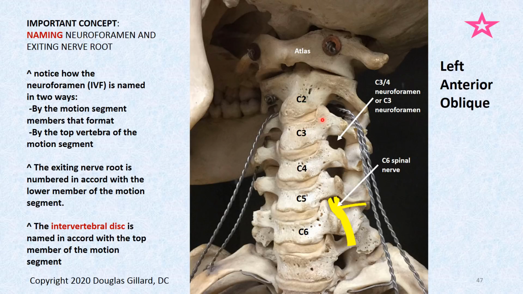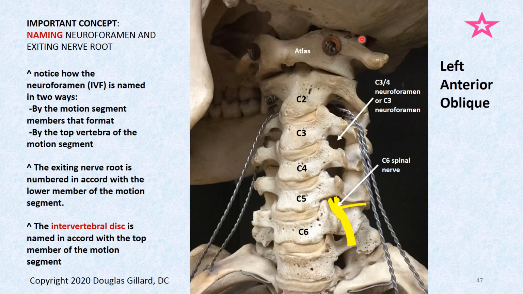C2 and C3, this is the C2/3 neuroforamen. Some docs will just say that's the C2 foramen. The bone above always names it, and that's true all the way down the spine. But the nerves is where the problem comes in. There's 7 cervical vertebrae. There's actually 8 cervical spinal nerves. That's why everything is kind of yanked up one.